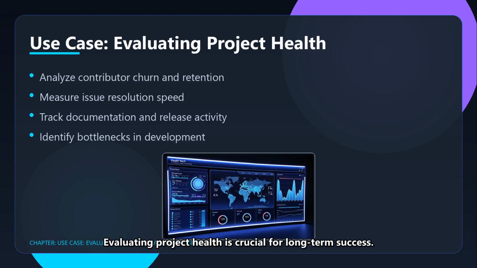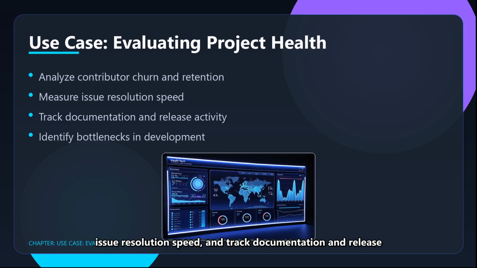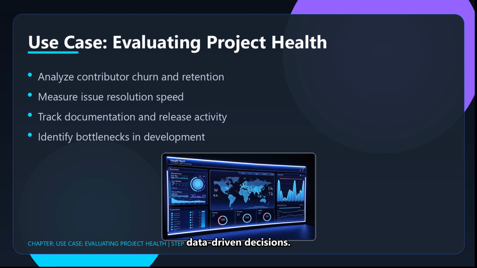Evaluating project health is crucial for long-term success. Kibble allows you to analyze contributor churn, measure issue resolution speed, and track documentation and release activity. This helps you identify bottlenecks and make data-driven decisions.